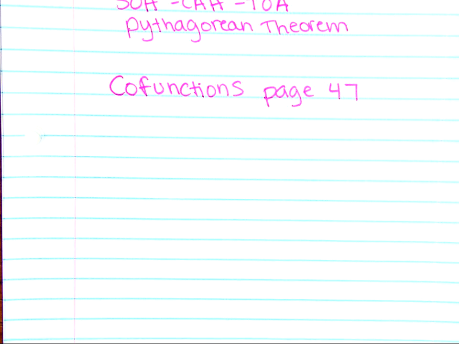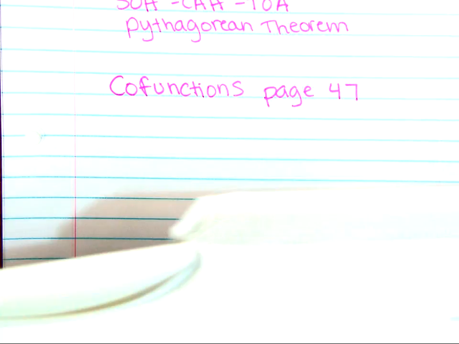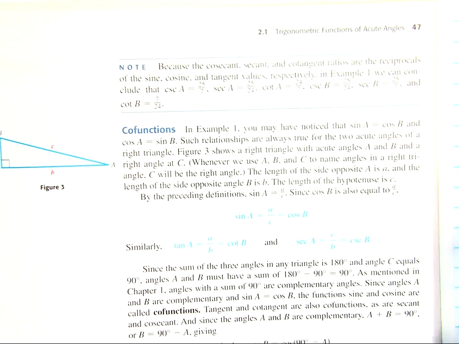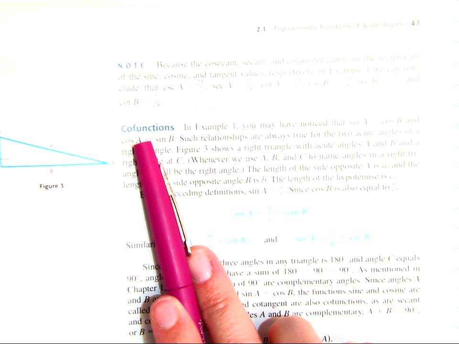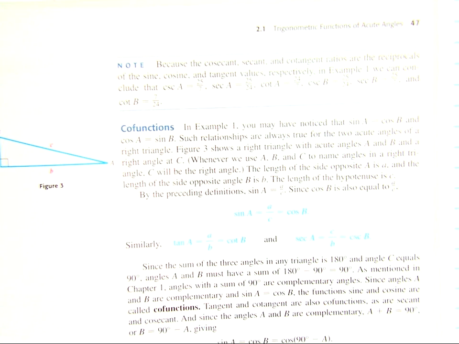So we know that sine and cosecant are reciprocal functions. We also know that sine and the inverse sine are inverse functions. Now we have something called cofunctions. So again, please turn to page 47 in your book, because I'm just going to read directly out of your book for a minute, and you can follow along. So here is where it starts talking about cofunctions. It starts out by saying, in example 1, you may have noticed that the sine of A is equal to the cosine of B.